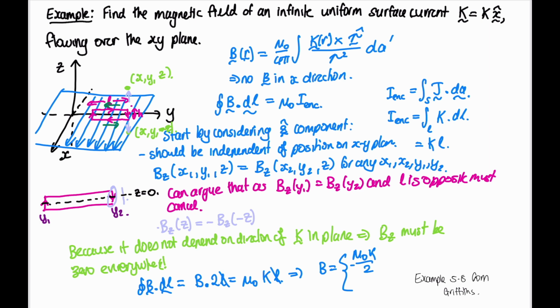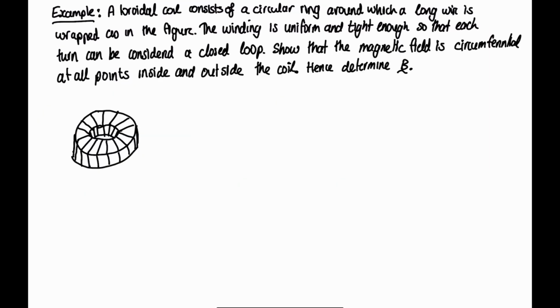this is in the negative y direction for z greater than 0, that's above our axis, and it's equal to mu naught K on 2 in the positive y direction for z less than 0.